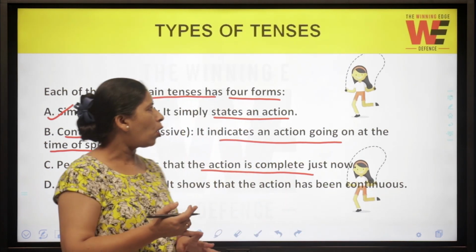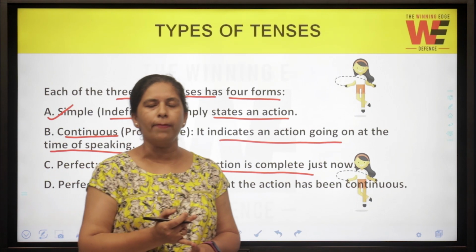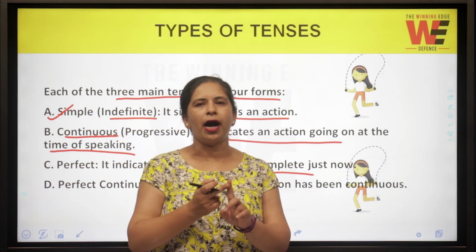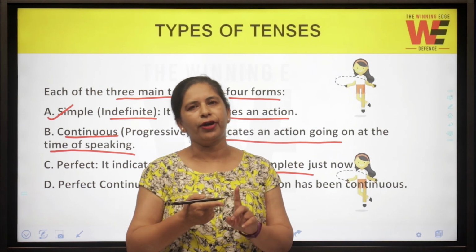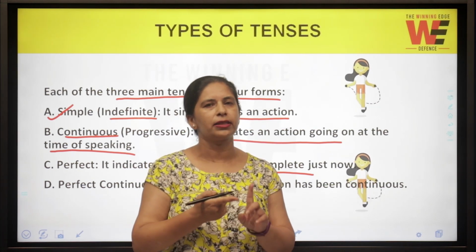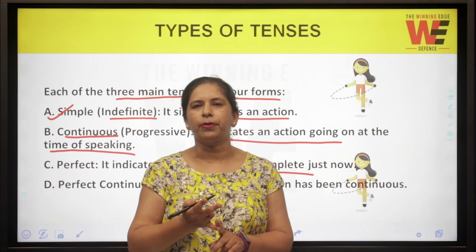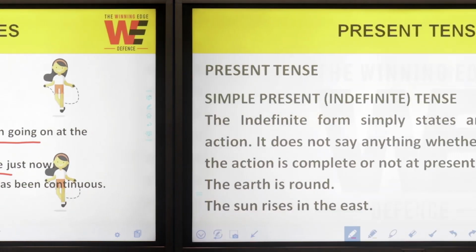So we are having all these tenses in basically 4 forms. Similarly, we'll be having simple past tense, past continuous tense, past perfect tense and past perfect continuous tense, just like we had the simple present, present continuous, present perfect and the present perfect continuous tense.